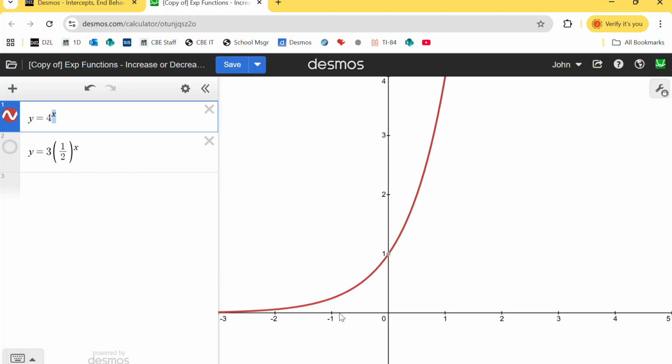It does not touch the x-axis. There's no x-intercept, so the range is y greater than or equal to 0. The domain is x, an element of all reals. End behavior: as x approaches positive infinity, y approaches positive infinity. As x approaches negative infinity, to the left, y approaches 0. It approaches the asymptote y equals 0. So that's that one.